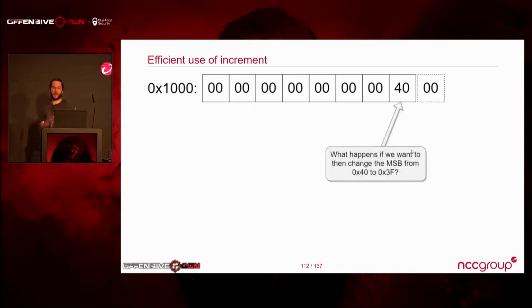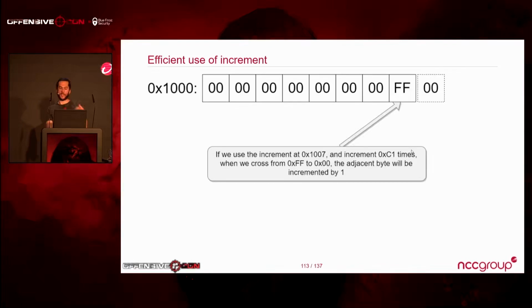The only problem is that once you arrive at the last byte, the most significant byte, if you want to increment, for instance, 40 to 3F, which is lower, the problem is while you're incrementing it, if you increment it C1 times, it's going to reach FF, and then if you want to hit it one more time, when you actually increment it from FF to 0, it's going to have a carry on the next byte, and you corrupt the adjacent memory, so that's bad.